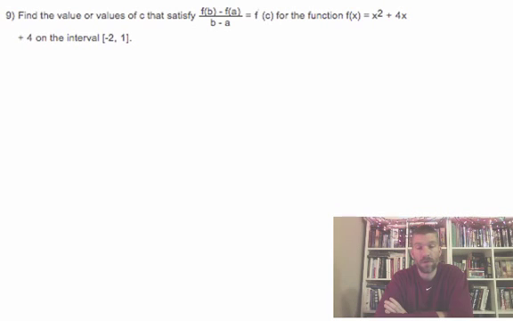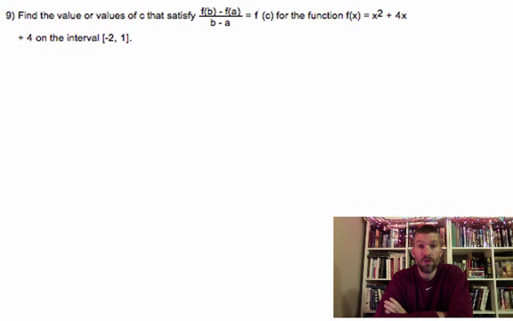Alright, with this problem, we want to actually use the whole mean value theorem process, and we want to find the specific value of x on the interval from -2 to 1, where our derivative is equal to the slope of the line that goes through x values of 2 and x values of 1.